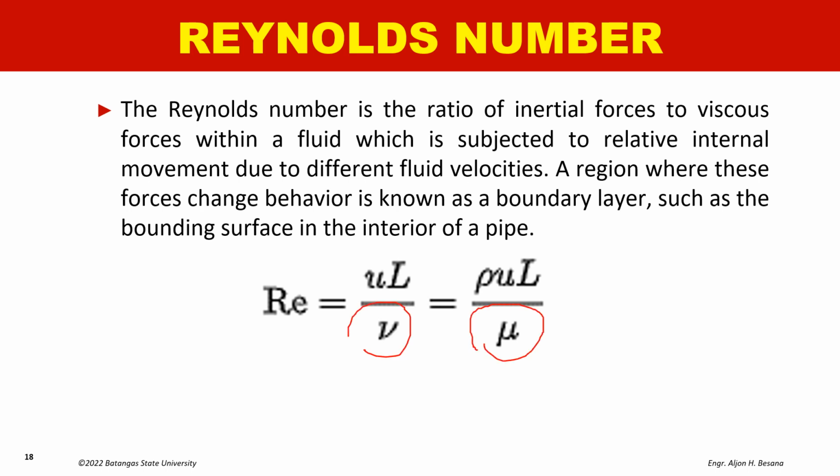So this is what we called our kinematic viscosity, or kinematic velocity, which we have discussed, which is V squared over 2g. While this one is our viscosity, and this U is our velocity.